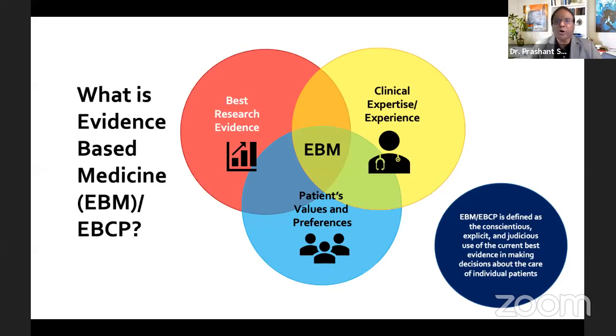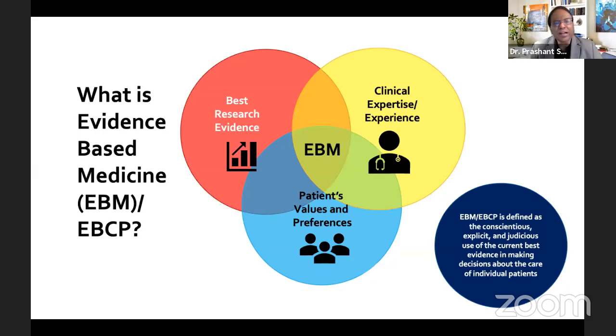Now, in order to optimize the care for our patient, we need to integrate the 3 components proposed by Dr. David Sackett. They are also called the backbone of evidence-based medicine. So the first component is best research evidence. Now, what is best research evidence? There may be different views. What do you consider best?